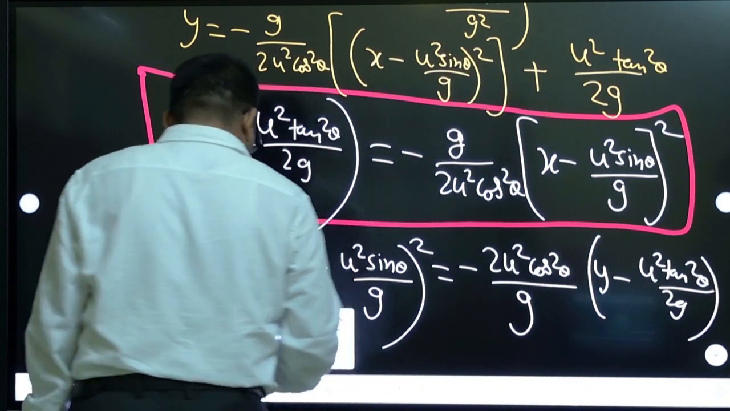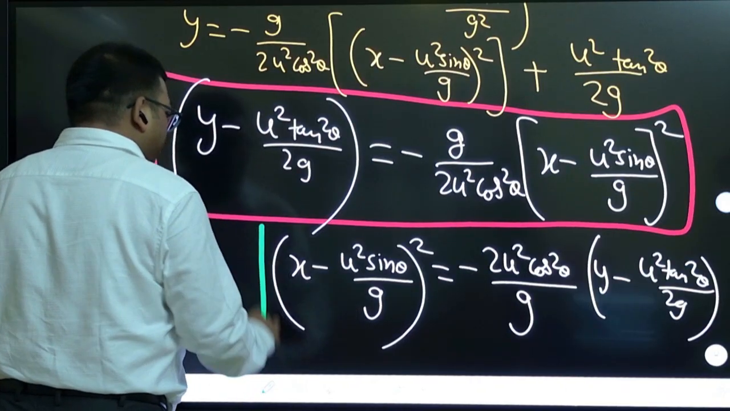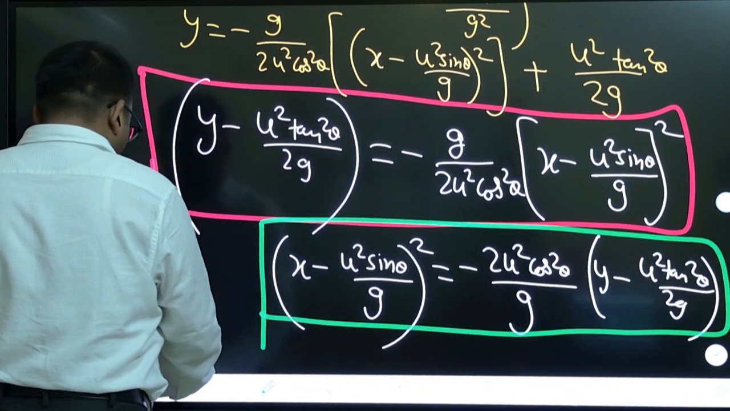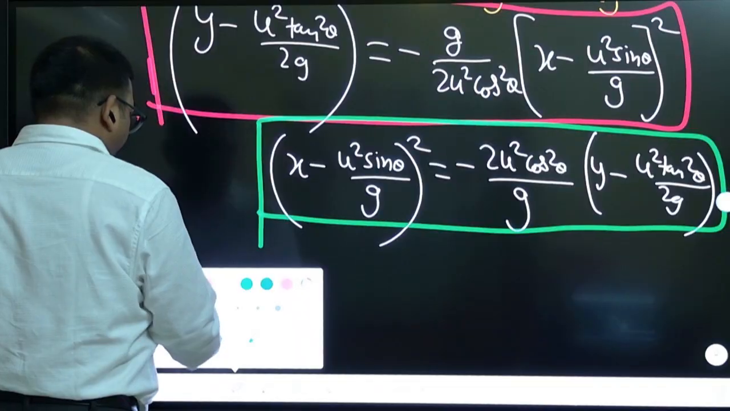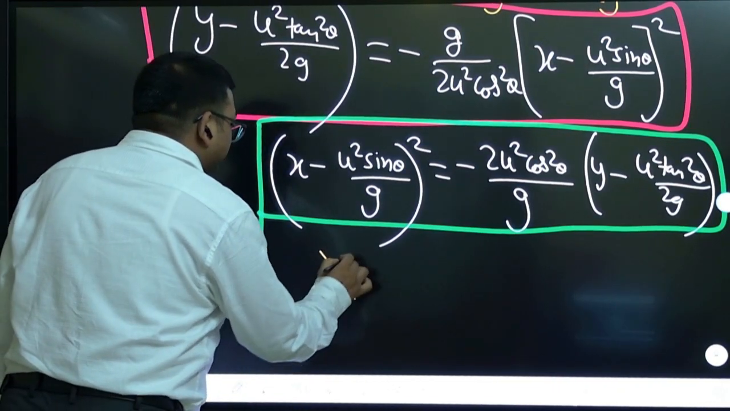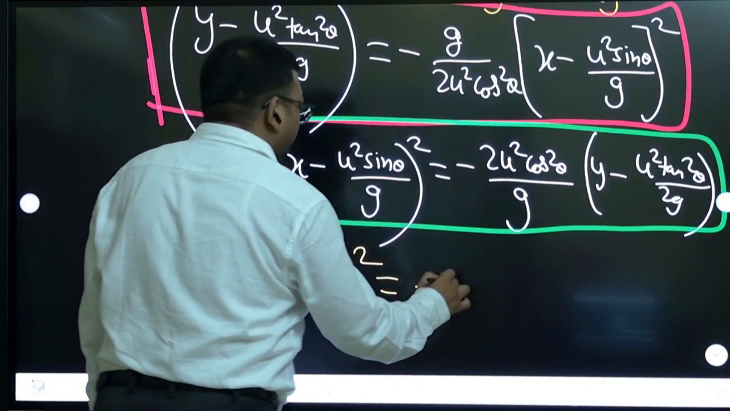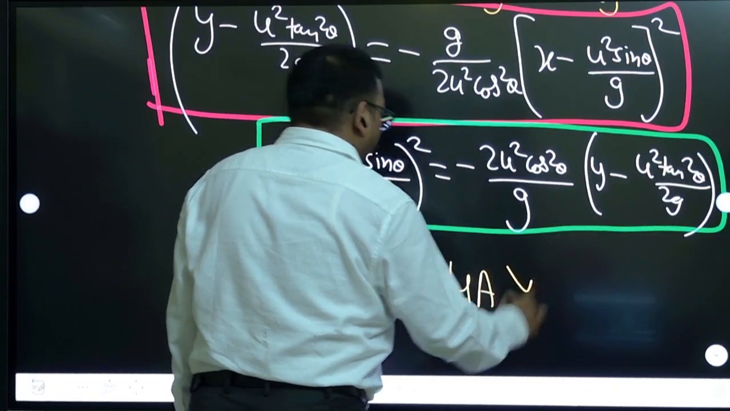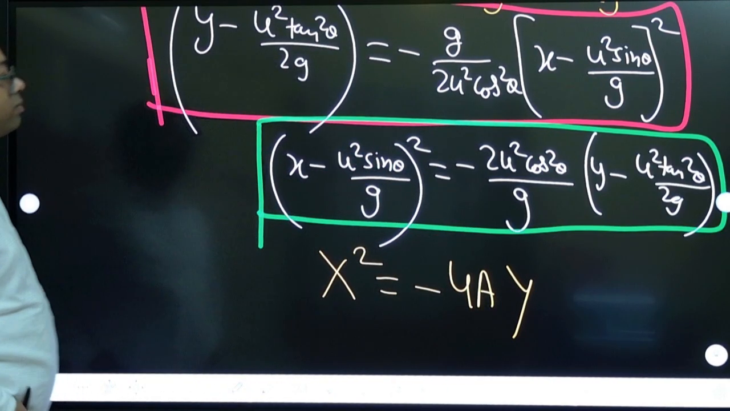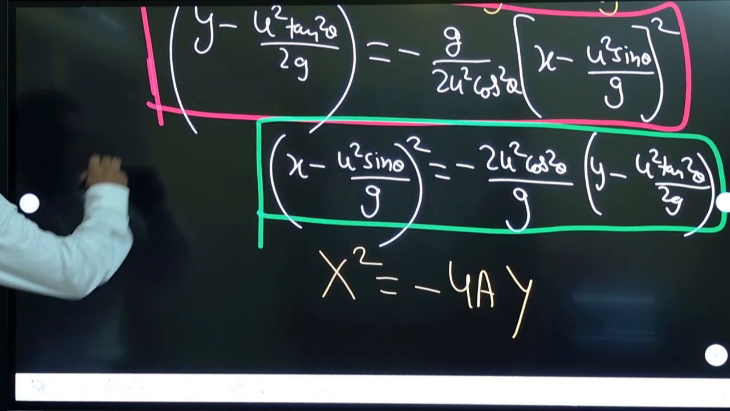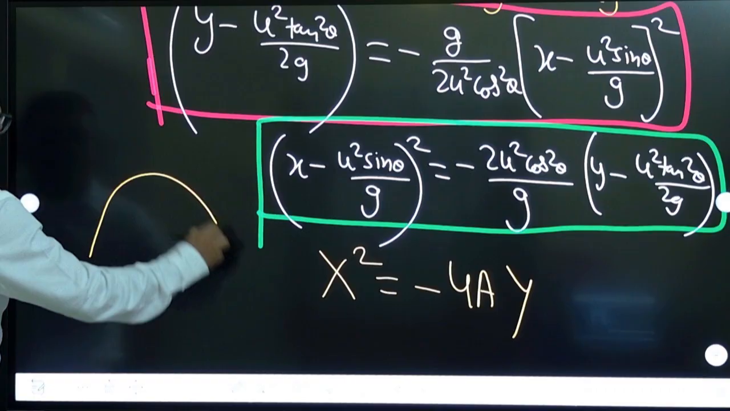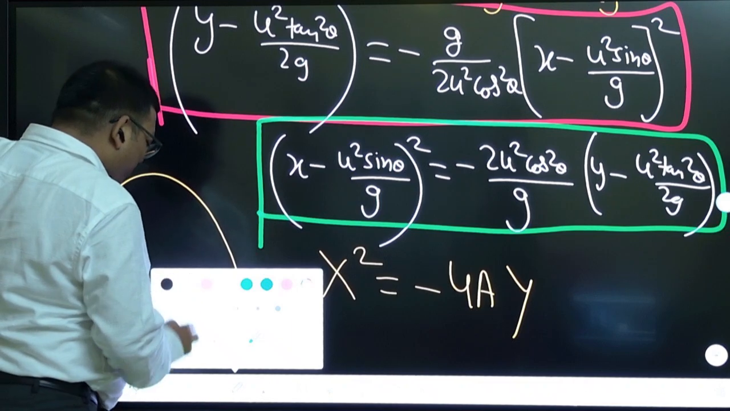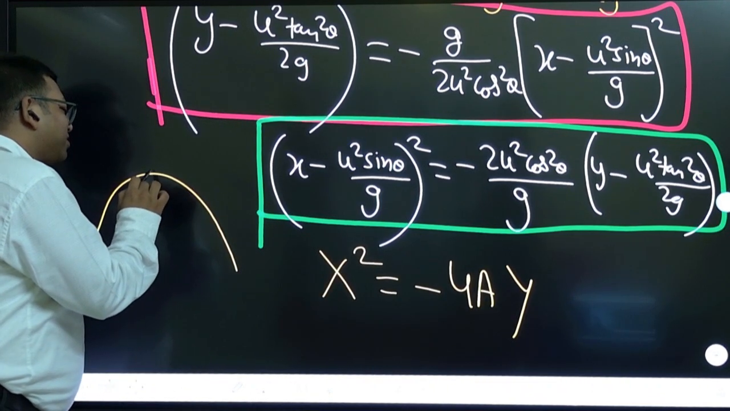Now you see here, the left hand side is x square terms. So I am writing this as capital X square. This term I will write as minus 4a, and this term is capital Y. So this is like the standard form of which type? This type, correct? But the only thing is that its vertex is not the origin. So what is its vertex?